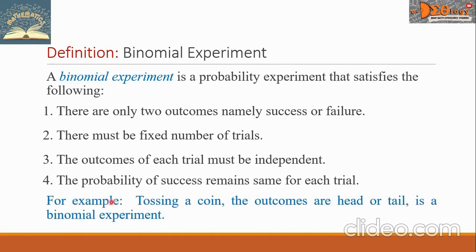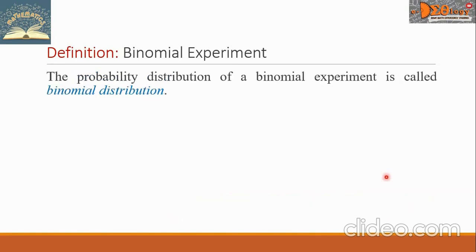For example, tossing a coin, where the outcomes are head or tail, is a binomial experiment. It means this experiment satisfies these four conditions. The probability distribution of a binomial experiment is called binomial distribution.